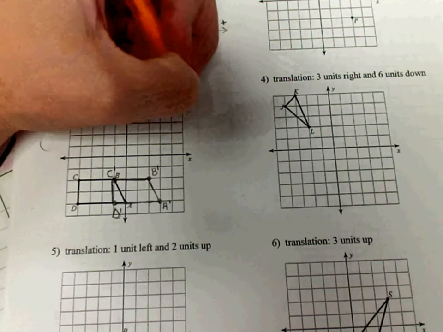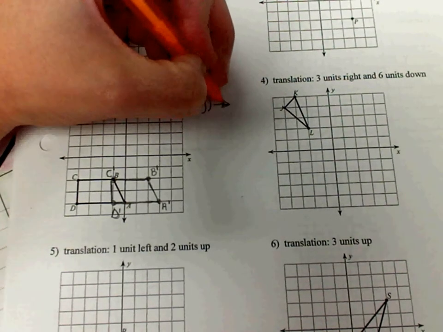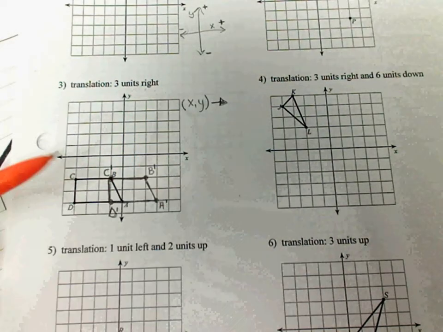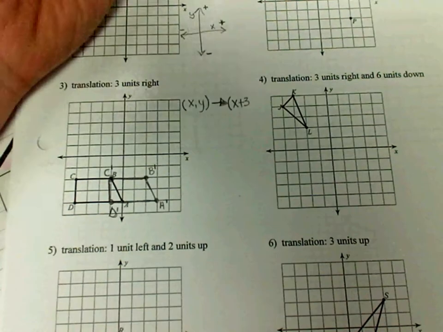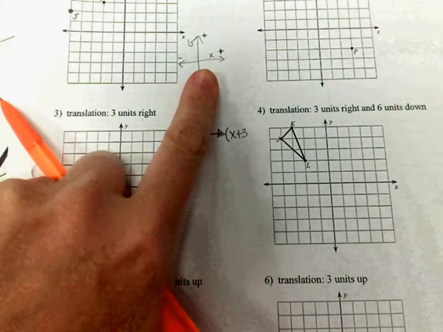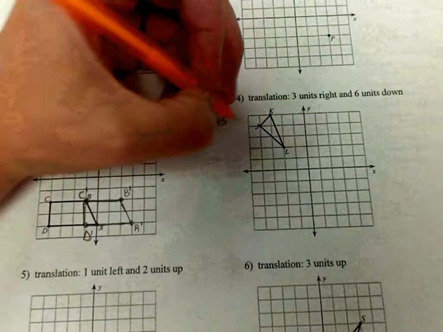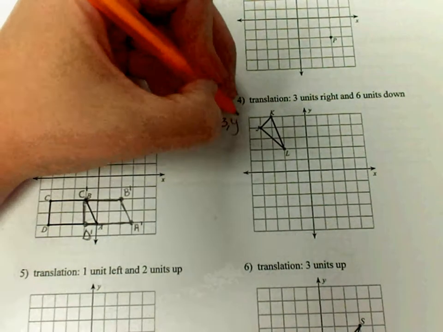Now for our rule, parentheses, x comma y, arrow. The only rule for this one was 3 units to the right, so that's going to be x plus 3, because when you go right, that's on the x-axis, and when you go right, it's adding. Nothing happens to the y-axis. It stays the same. So just put y.